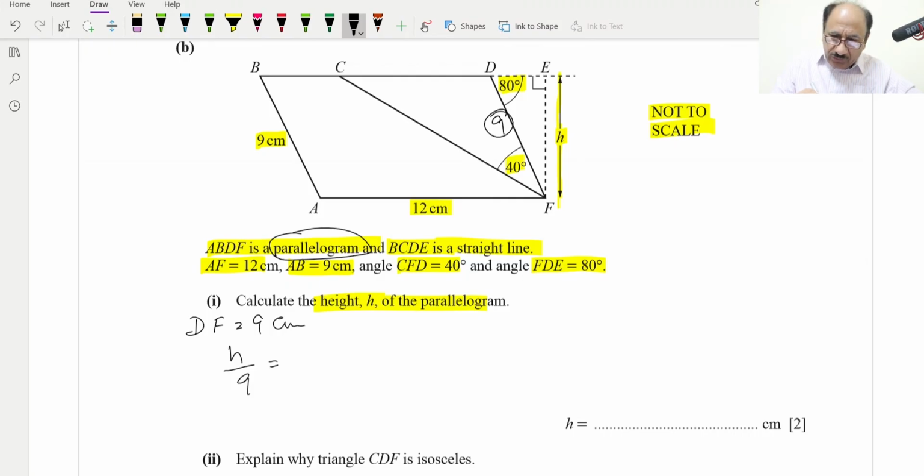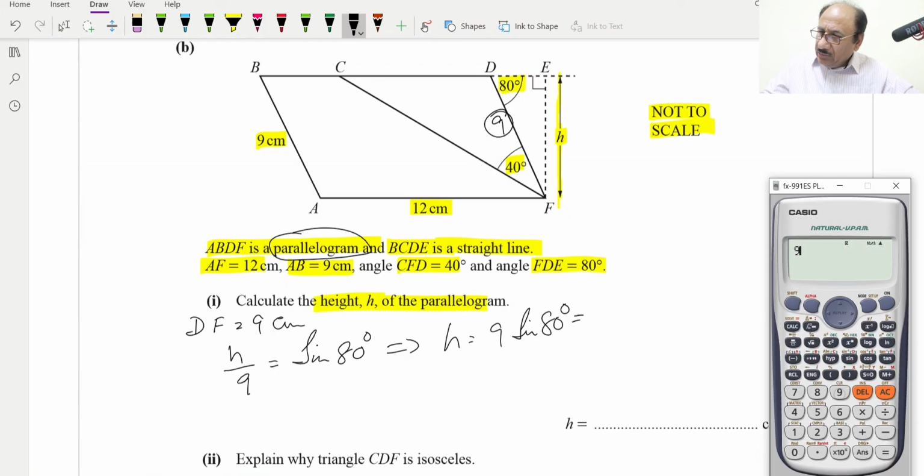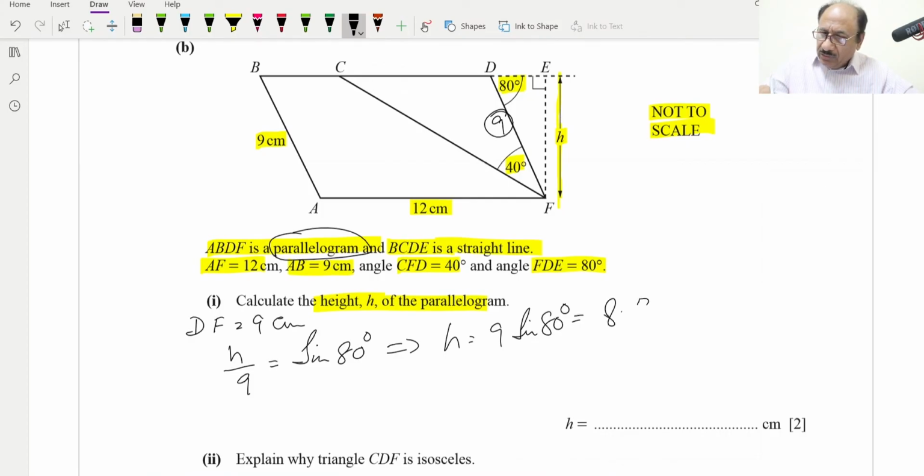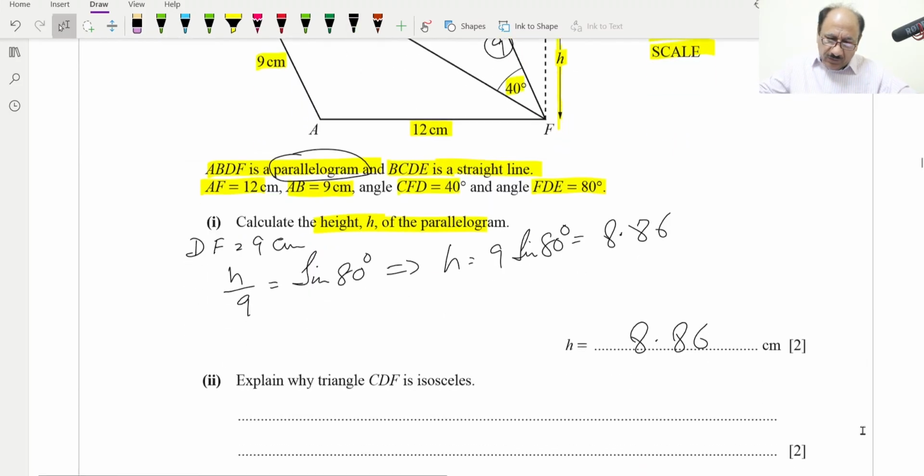Opposite over hypotenuse will be sine of 80 degrees. This implies h is equal to 9 sine of 80 degrees, and this will be 8.86, rounded to three significant figures. So we can write 8.86. This will be our final answer.